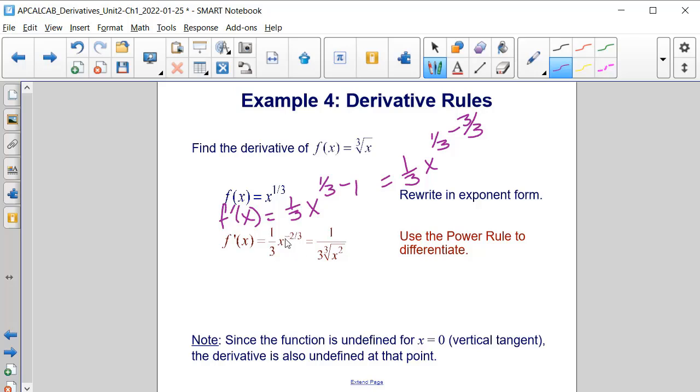And then because this is a negative exponent, we can move it to the denominator and then also put it back in radical form. So that would be 1 divided by 3 times the cubed root of x squared. And note, since the function is undefined at 0, x equals 0 because of a vertical tangent, the derivative is also undefined at that point.